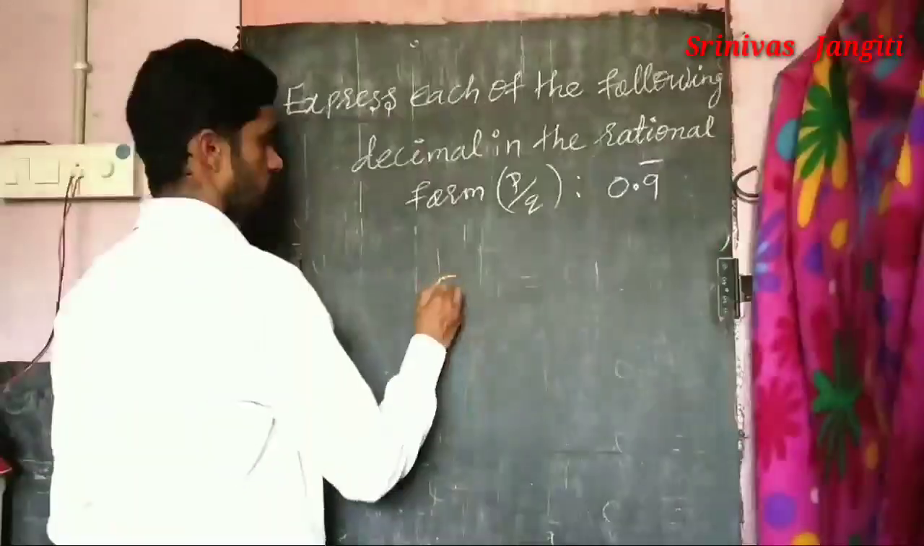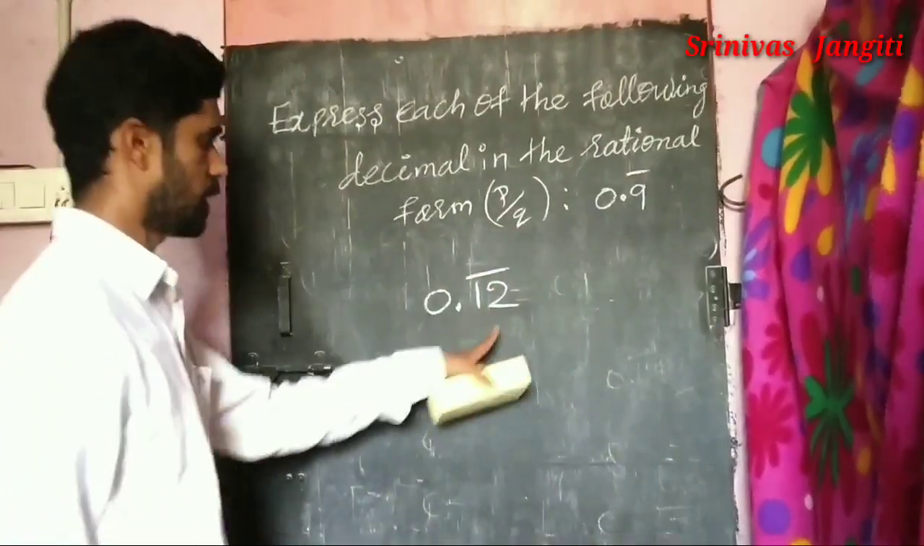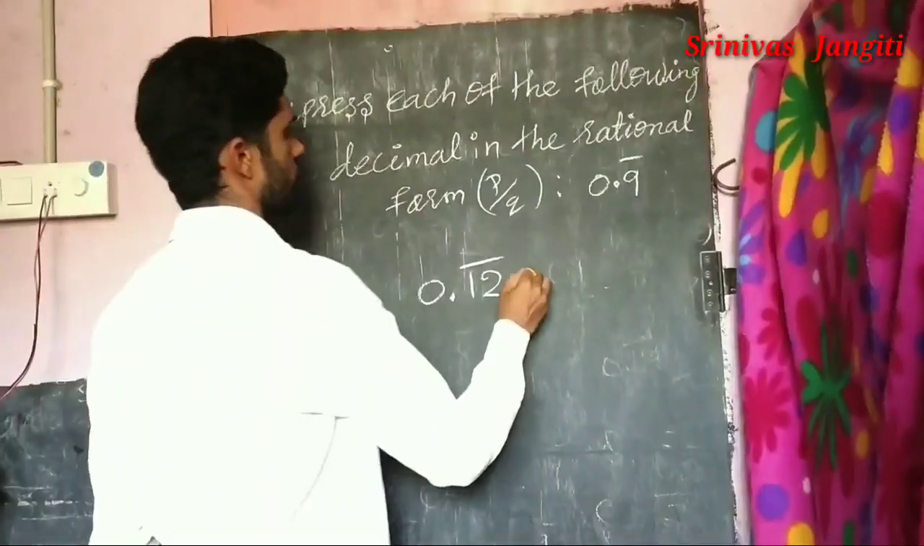Suppose 0.12 bar. Here how many digits are there? 2 digits have the bar. So what is the answer? Same way. What do you write here?